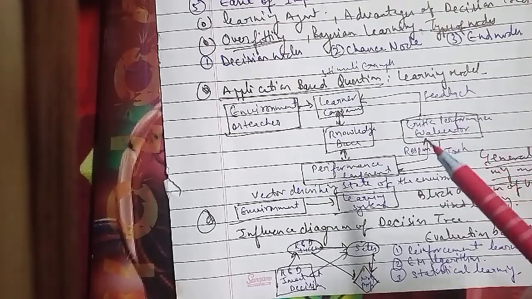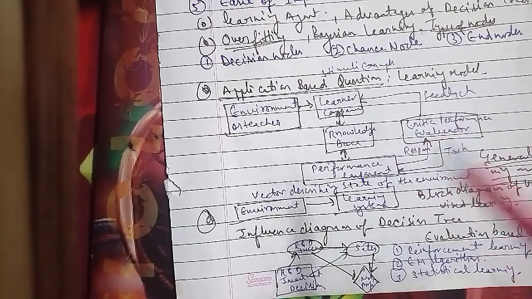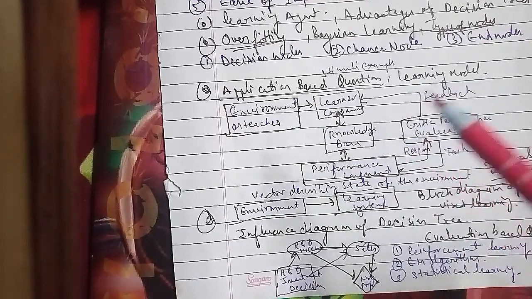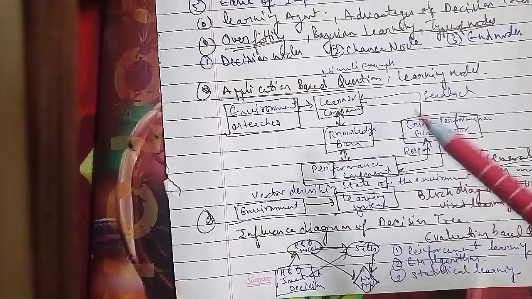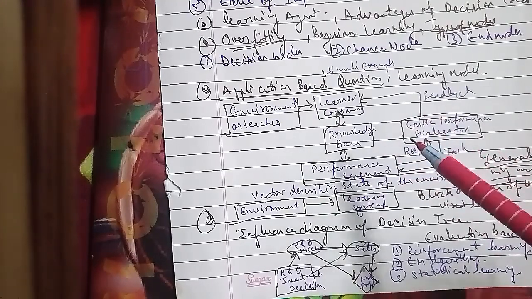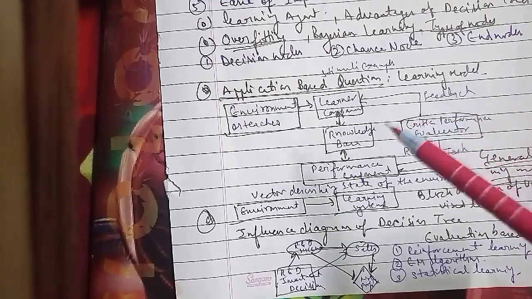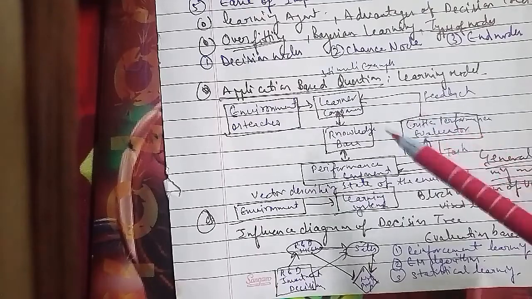Let's go ahead with another one: state the factors that play a role in the design of a learning system, which was asked in 15, 16 for 2 marks. The factors that play a role in the design of learning systems are, first, your data, second, model selection, third, learning, and fourth, application, which is evaluation.